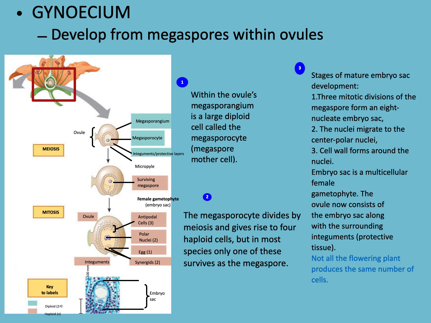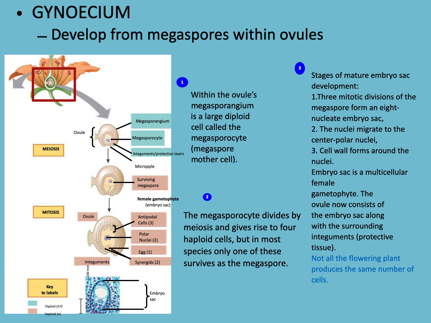This megaspore develops into the mature embryo sac in several stages. First, a series of three mitotic divisions occur to form an eight-nucleate embryo sac. The nuclei migrate, and then thirdly, cell walls form around the nuclei. At the end of this process, an egg cell and 2 synergid cells are positioned at the micropyle end of the embryo sac. Because it is frequently difficult to differentiate the egg cell from the other 2 cells, all 3 cells are sometimes referred to as the egg apparatus.